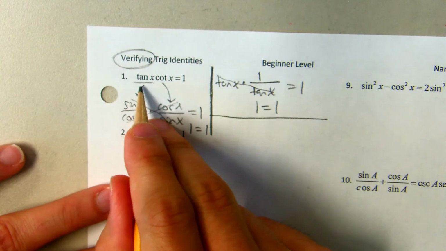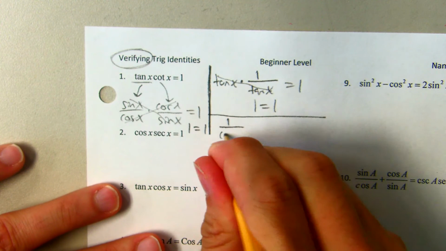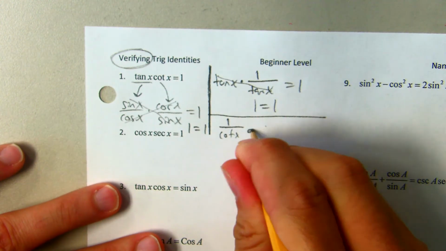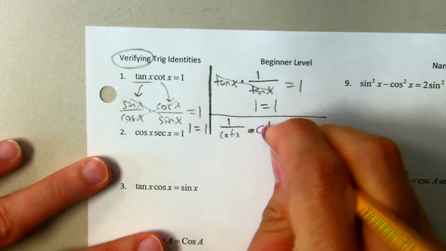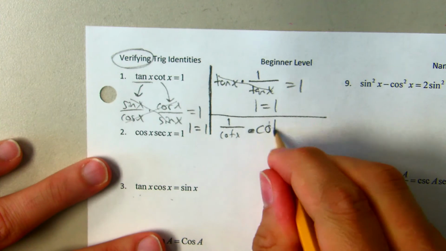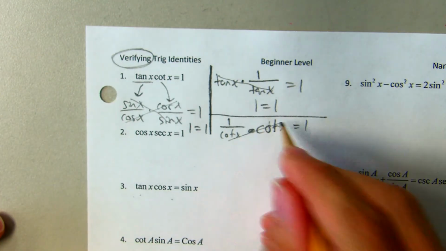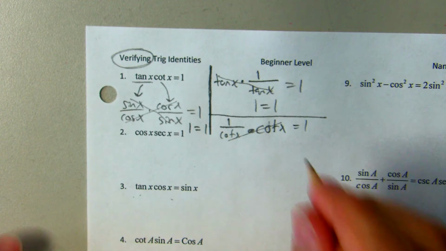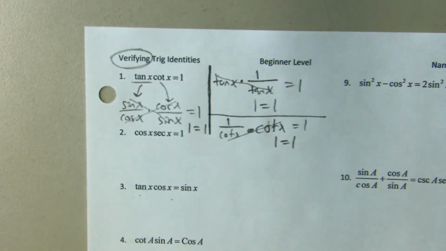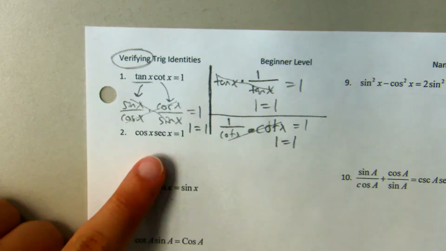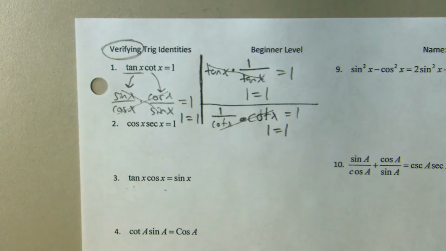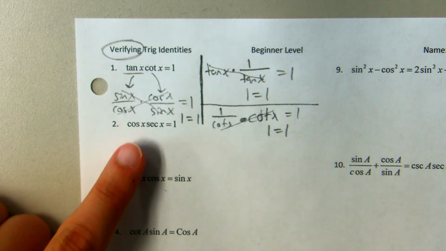Somebody else may even say, well, tangent is the same thing as 1 over cotangent. So if you want to go that route to show that tangent becomes 1 over cotangent, and then multiplying by cotangent and dividing by cotangent cancel out. 3 different ways to go about the same thing. Always pick whatever you think is going to be the easiest way. That's the only one I'm going to do multiple ways.